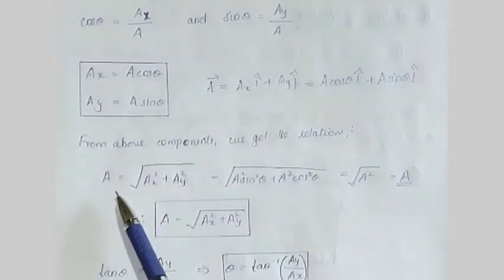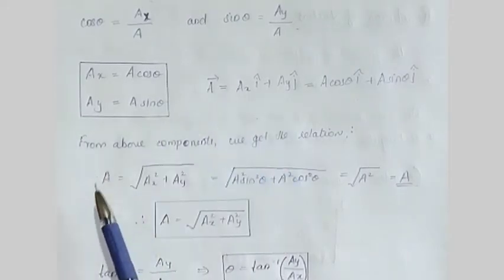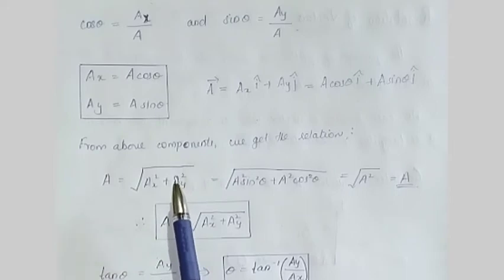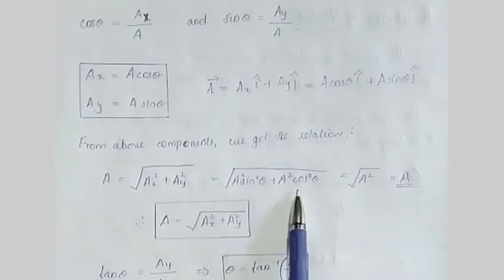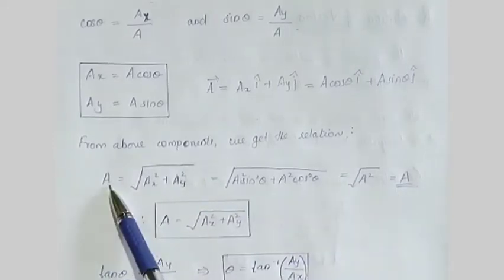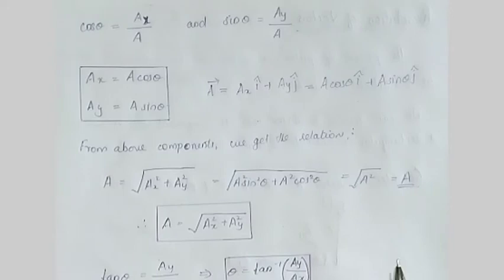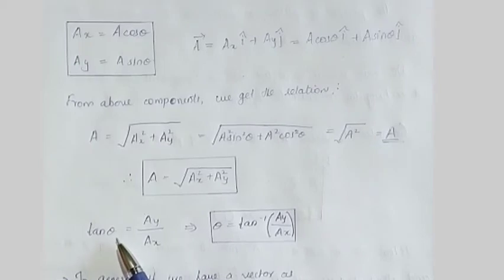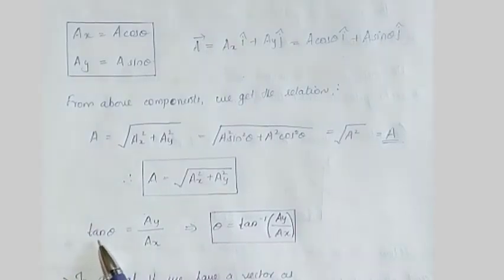And from this we can also obtain the relation that if we have a vector in its component form, then we can obtain the magnitude of the vector as root of AX square plus AY square. And here if we substitute the values of AX and AY, we can see that we obtain A itself. So the magnitude of a vector can be obtained by the expression root of AX square plus AY square. And also to obtain the angle made by the vector, that is theta, we divide the expressions of AY and AX, and we obtain the relation tan theta is equal to AY by AX.